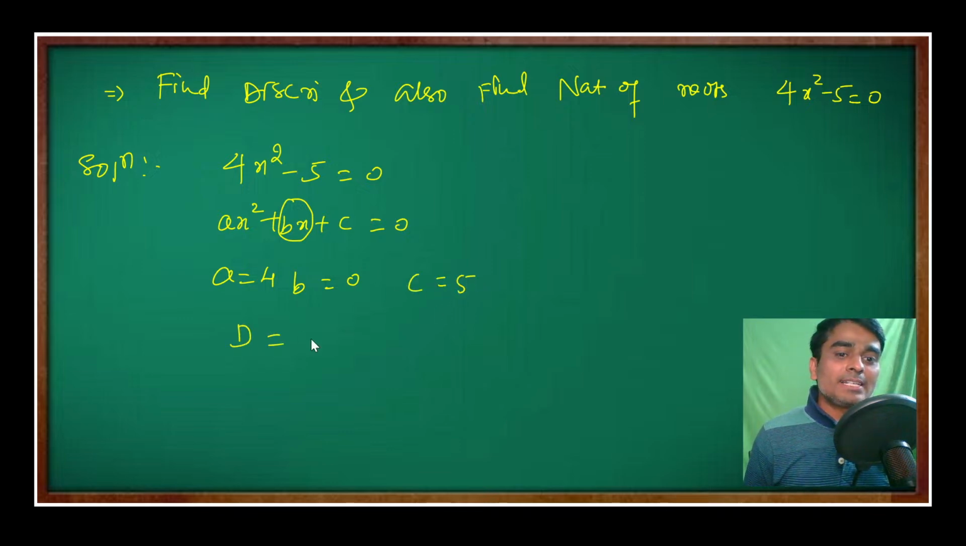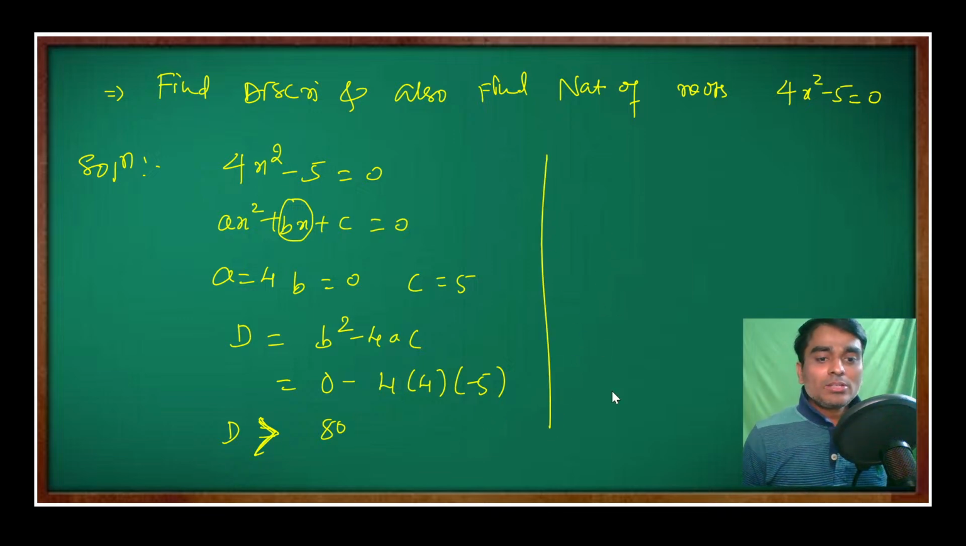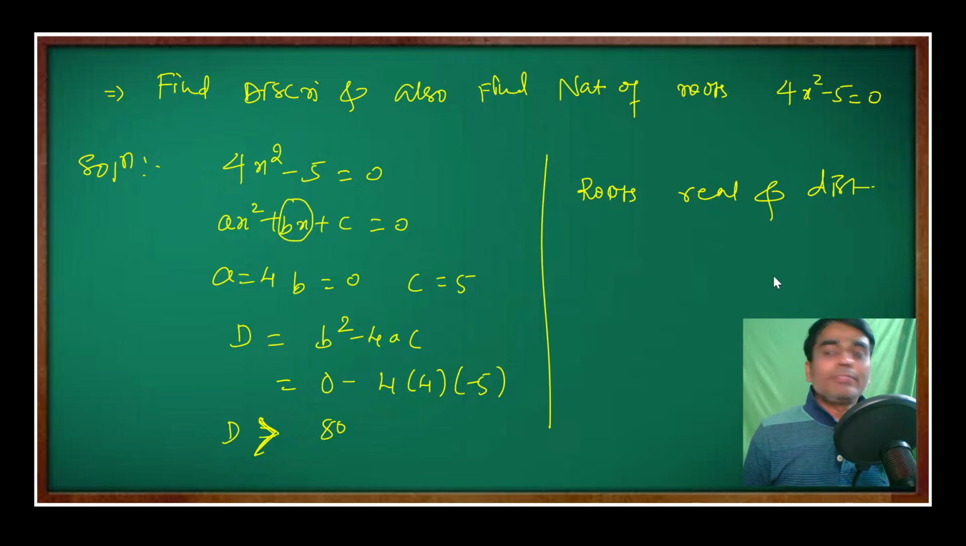Now write the discriminant formula: b square minus 4ac. Correct. This is 0 minus 4 into minus 5. So minus minus plus, 4 fours are 16, 16 fives are 80. D is 80. So that means D is greater than 0. If D is greater than 0, then roots are real and distinct. Finish. That's it. Look at the presentation again.